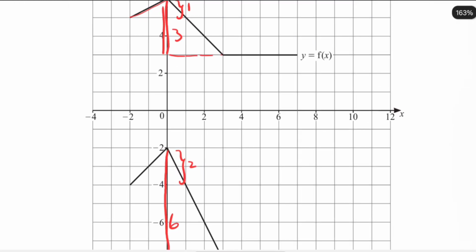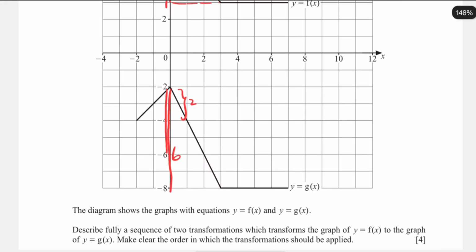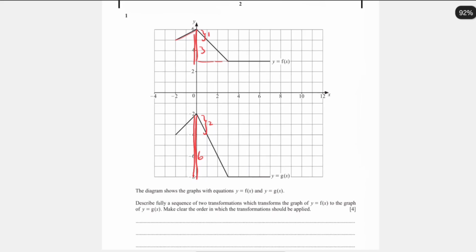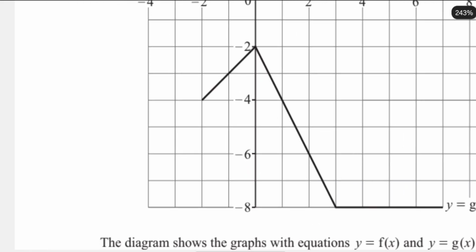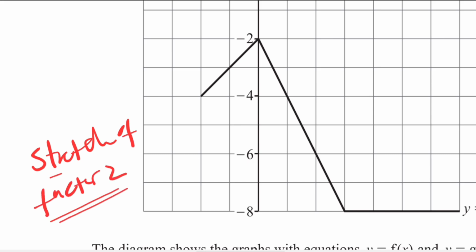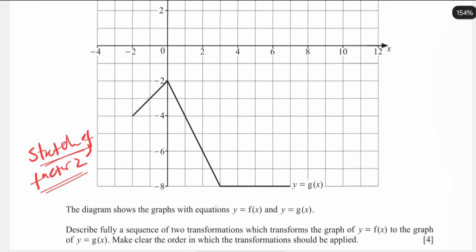Meaning that we can see that there's a stretch of factor 2 in the y direction, right? Here it covers 3 boxes, but on g of x it is now covering 6 boxes, meaning the y-axis has been stretched by a factor of 2, right? So with that one now, we can be certain that there's a stretch of factor 2, right? But we're not done yet, right?